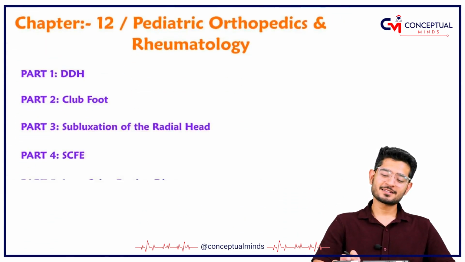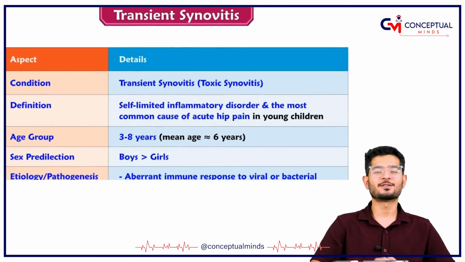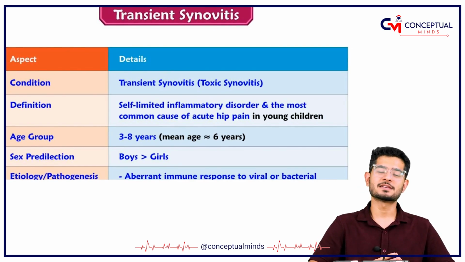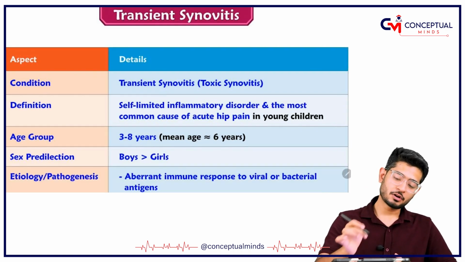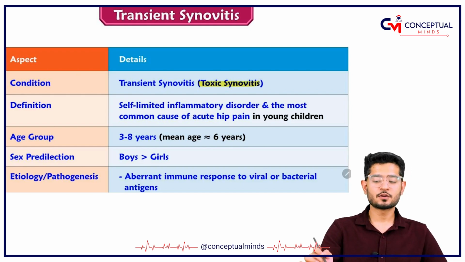Let's start our discussion of a pediatric orthopedic and rheumatology topic called transient synovitis. Synovitis is self-explanatory: it means inflammation of the synovial membrane. That's why the name is transient synovitis, which is also called toxic synovitis.